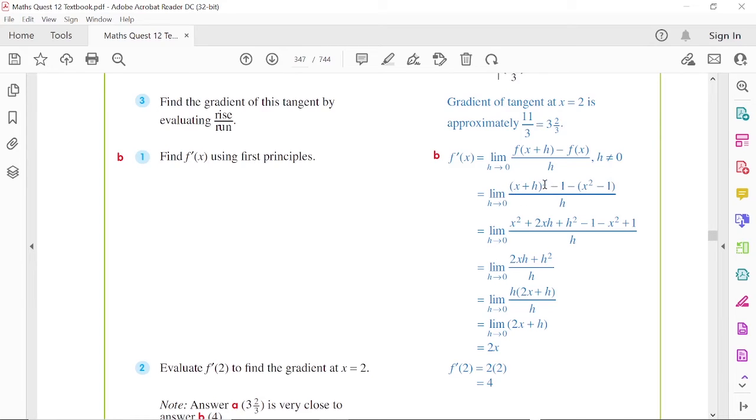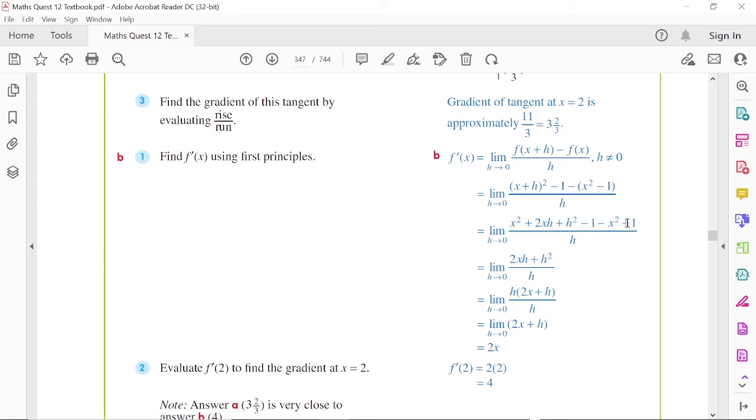We've got x plus h squared minus 1 minus, we just need to make sure we put in brackets our f of x, which is x squared minus 1. And then we can remove the brackets, which is just going to change the sign of those inside. And of course we expand the x plus h squared, so it becomes x squared plus 2xh plus h squared minus 1, and then we've got minus x squared plus 1.